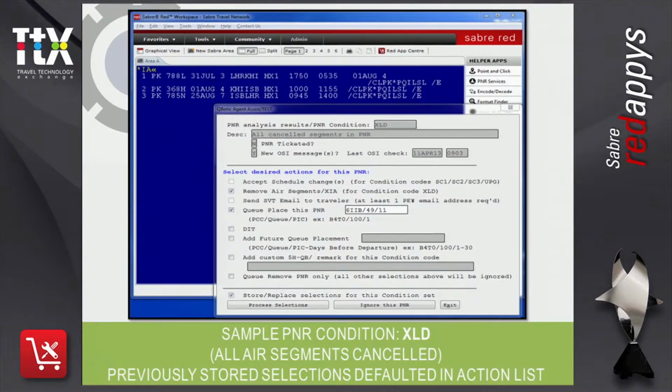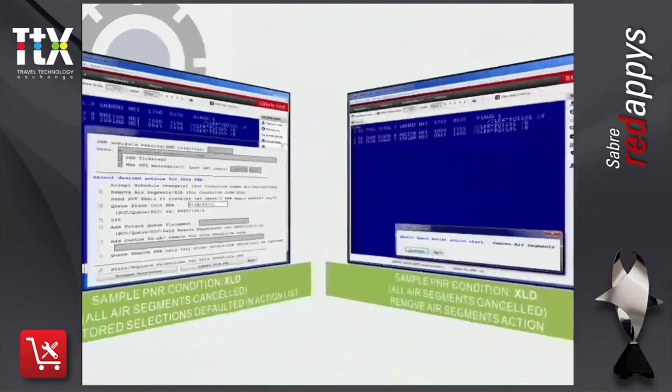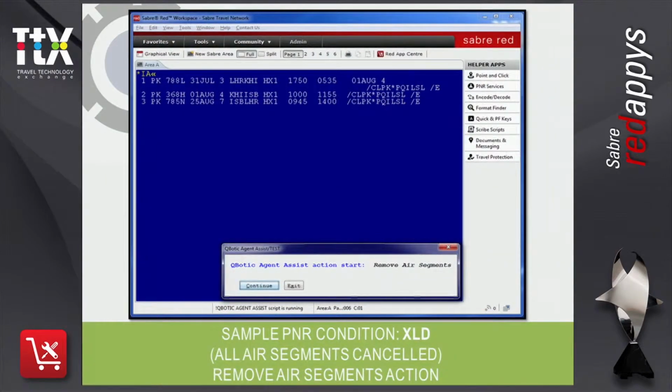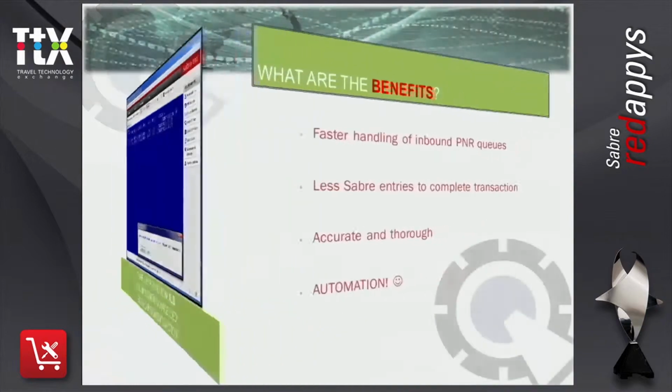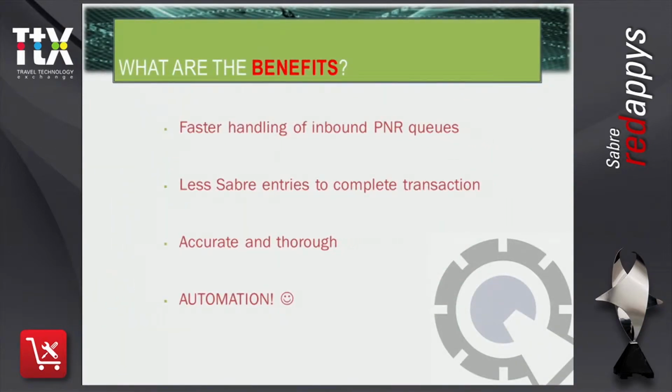So here's a condition that's a frequent case where all the segments are canceled. You can elect to remove those. And if you do, then it'll confirm that that's indeed what you want to do. You click continue. It will clean up that PNR for you, and off you go. So there's many different things that are found in the PNR, and it assists you with doing the right thing each time, makes it fast, easy, and better.